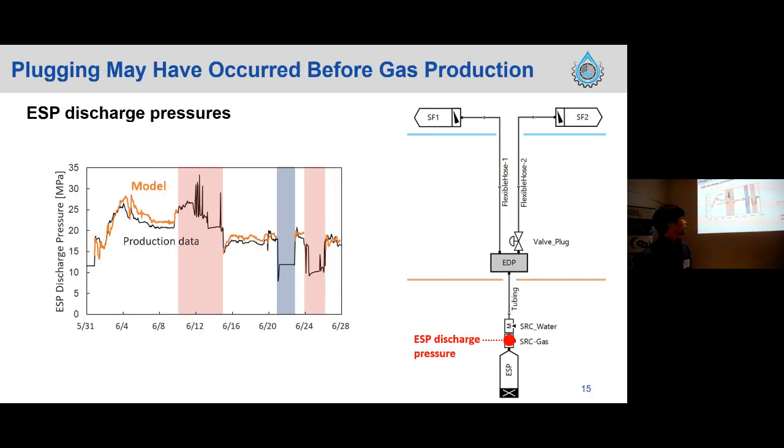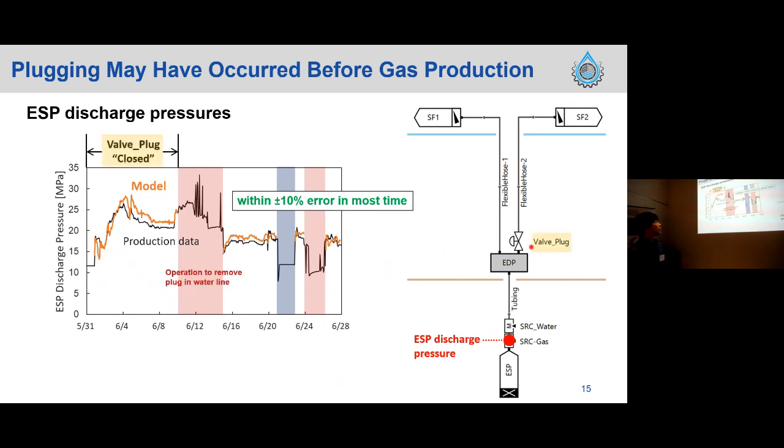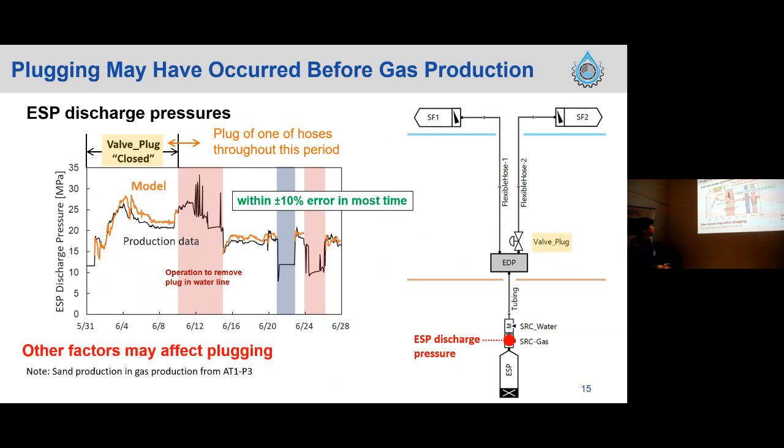Moving on to the simulation results, this graph shows the ESP discharge pressure of the flow simulations and production data. Overall, the flow simulation provided a reasonable prediction of the pressure. The error is within 10% most of the time. But one important point is that this valve was fully closed throughout this period in this simulation, suggesting a plug of one of the hoses throughout this period. In other words, the plugging happened before or at the very beginning of the gas production.